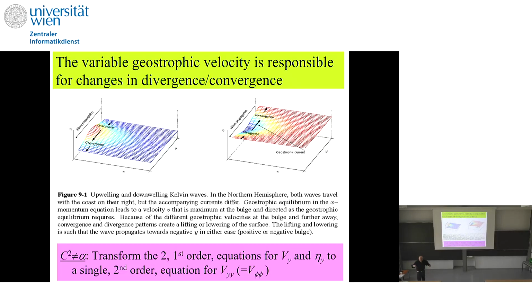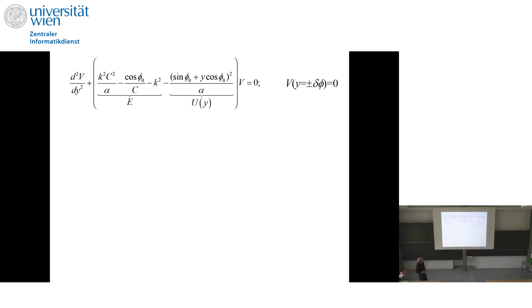Since the boundary conditions are given in terms of V, it makes sense to eliminate eta from the set. And if you do that, you end up with this very simple looking equation. So this is a second order equation for V. Why is it second order? Because it originates from two first order equations. Obviously, it's going to be a second order equation.